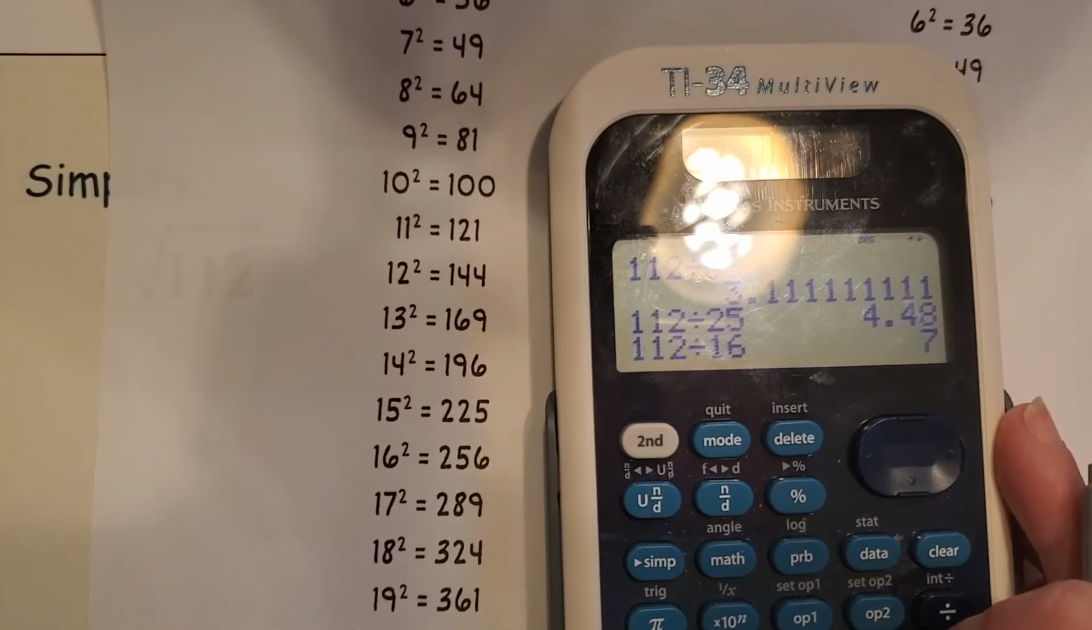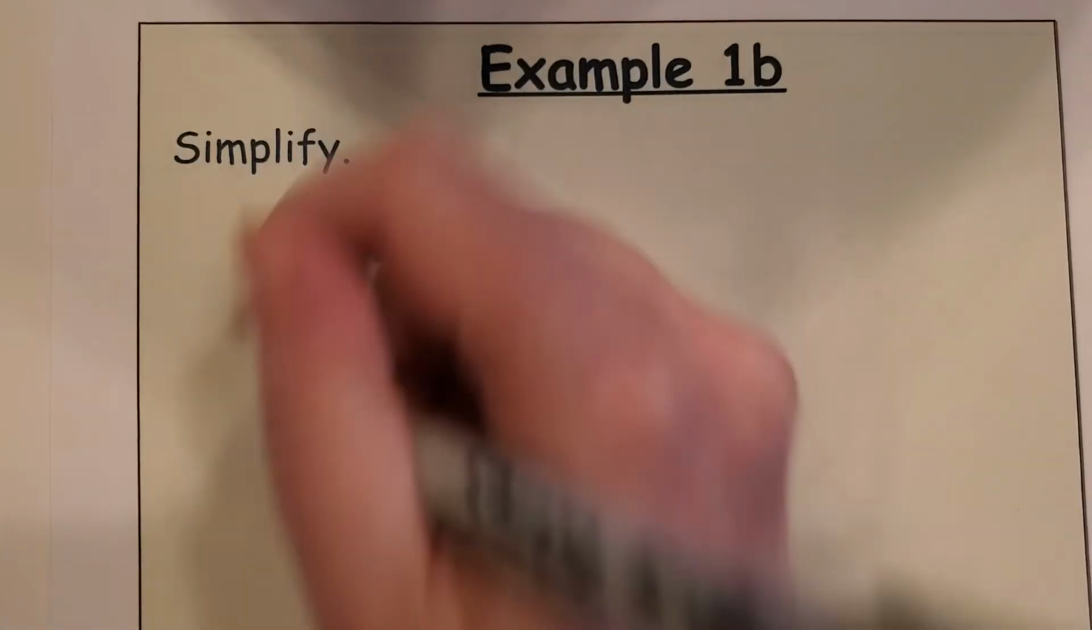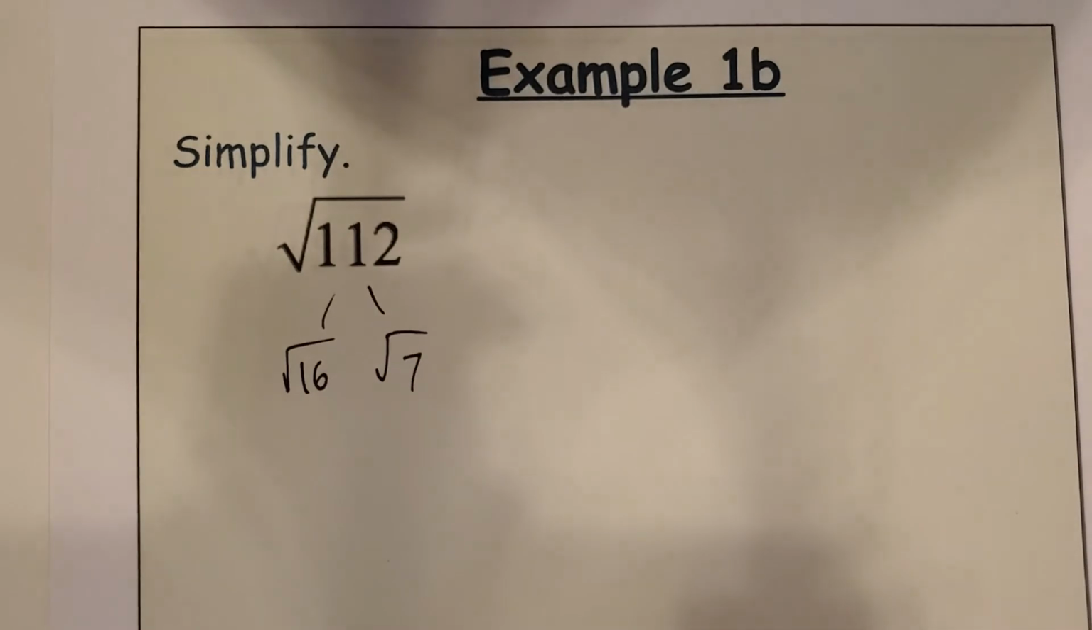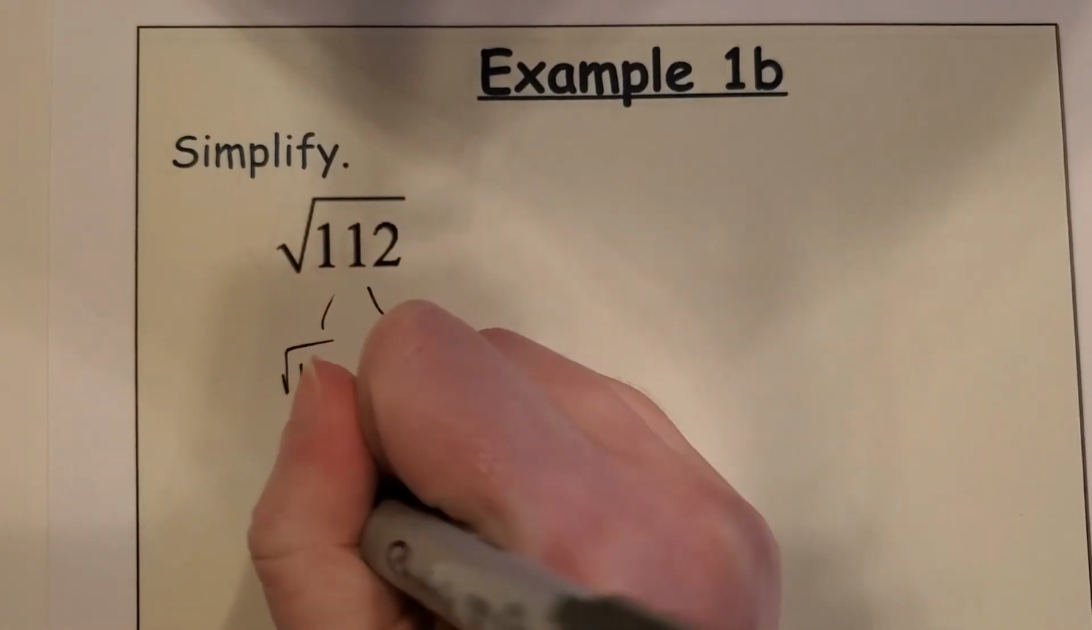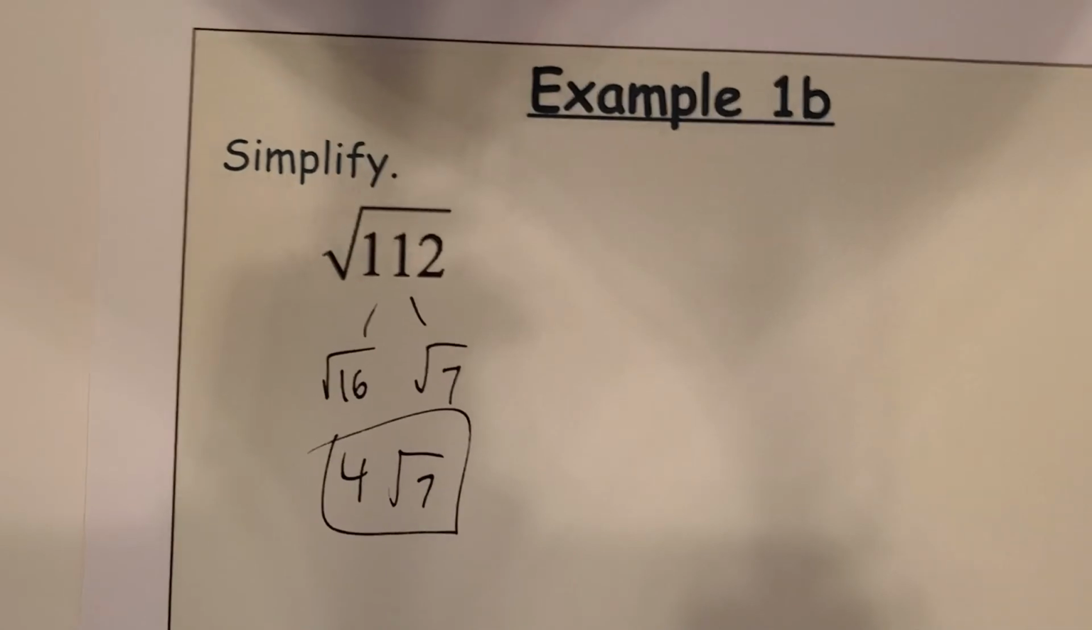All right, so we got it. 16 and 7. So the square root of 112 breaks down into the square root of 16 and the square root of 7. Again, we're going to leave the square root of 7 as is, but 16 is your perfect square. The square root of 16 is 4. So your final answer is 4 root 7.